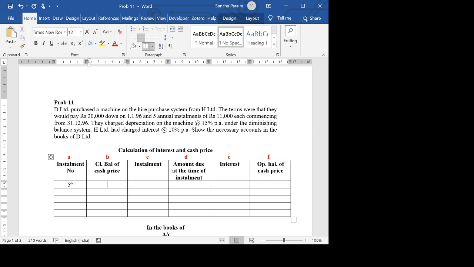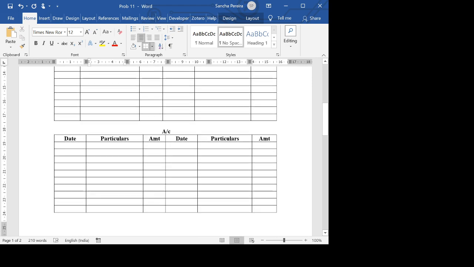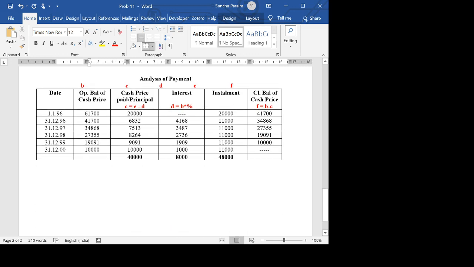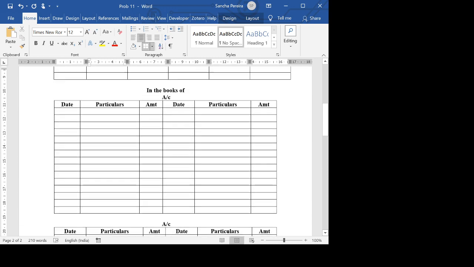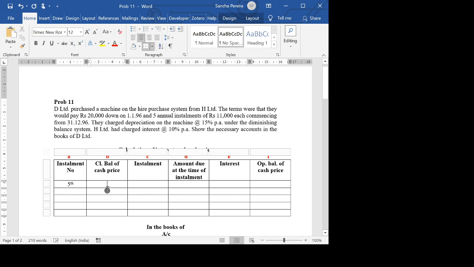Now we are working backwards. Please remember, like the initial table we did, you try to invert it. It's the other way around. You're starting from down. What will be the closing balance of the cash price in the last year? You all should know this. Very good. The closing balance of cash price is nil. This is just for you to explain it better.